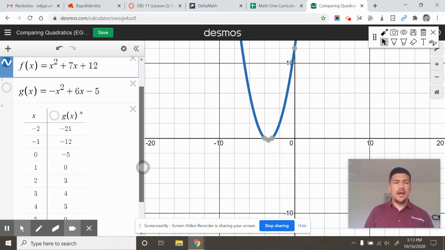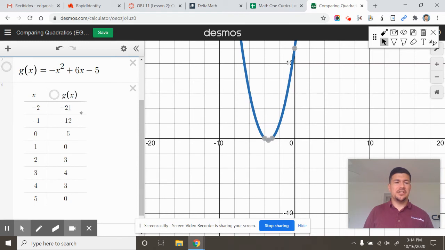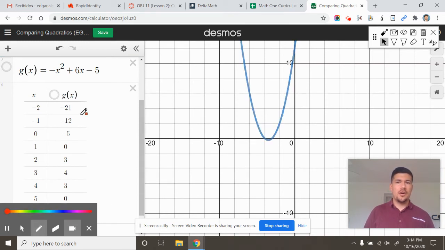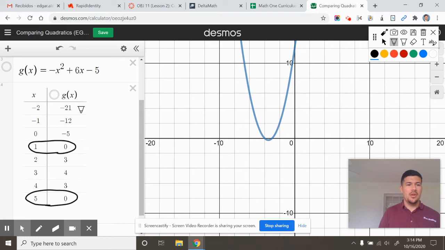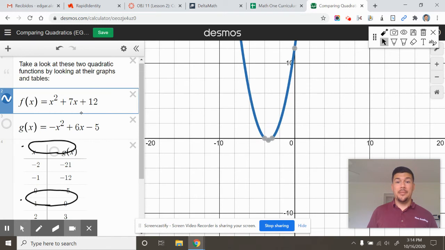Now, I'm going to look at g of x and try to find the x-intercepts. Really all I need to look for in the table are the points where the output is 0. So I can also find the x-intercepts on the table. There's an x-intercept of (1, 0) and an x-intercept of (5, 0). So both of these x-intercepts are larger than both of the x-intercepts from f of x.